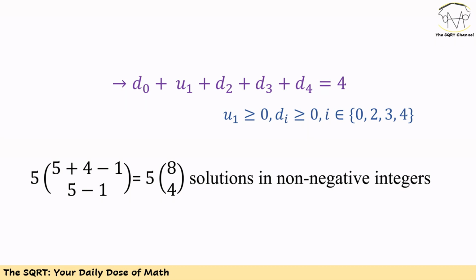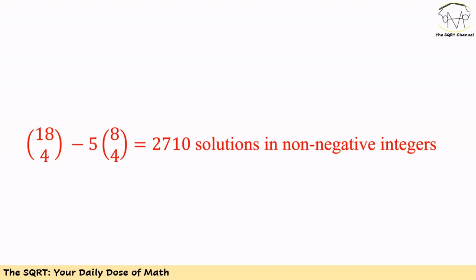But we just considered d0 to be at least 10. There are cases that d1 or d2 or d3 or d4 can be at least 10. So we need to consider all these cases, and there are 5 of them. So in total we have 5 times 8 choose 4 cases that we need to remove. Accordingly, the total number of cases that we are going to have for this particular problem is going to be 18 choose 4 minus 5 times 8 choose 4, and that's our answer.